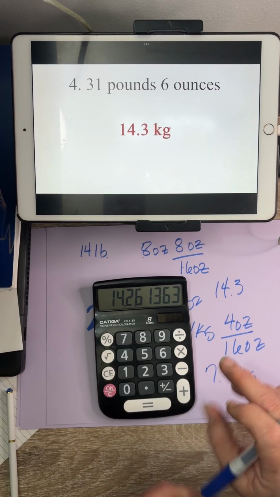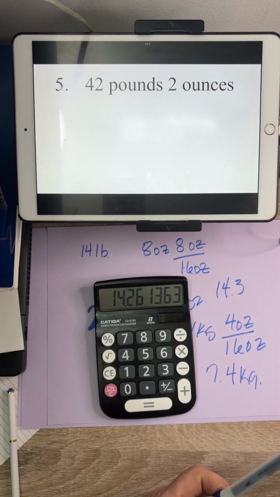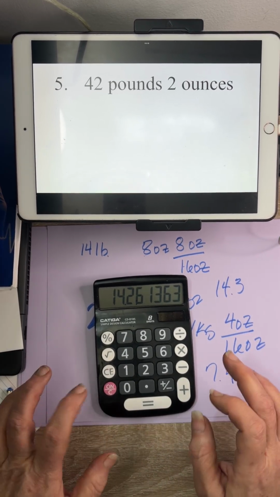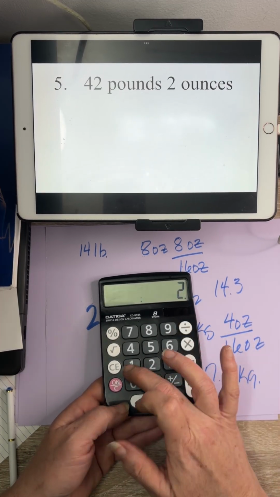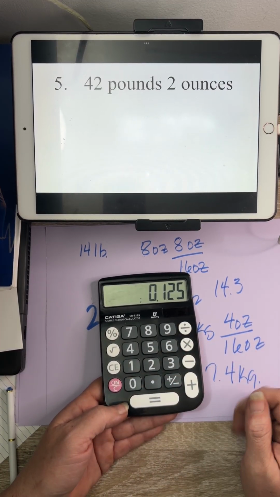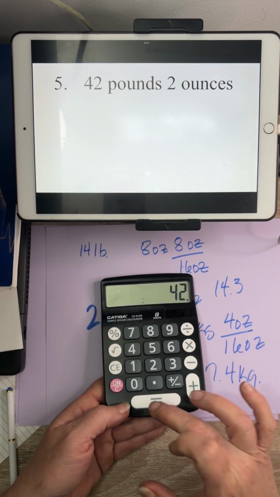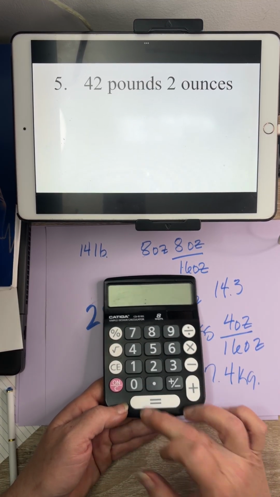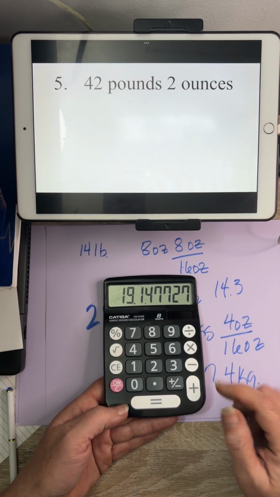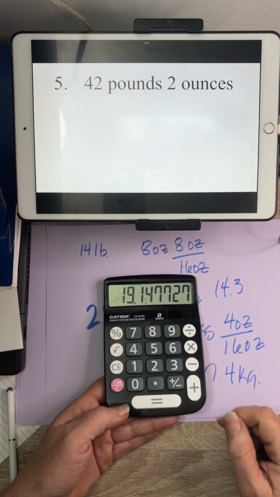Okay, number 5. So 42 pounds and 2 ounces. So here we go. 2 divided by 16 equals. Plus then 42. And then we're dividing it by 2.2, you know. And now we're going to round.